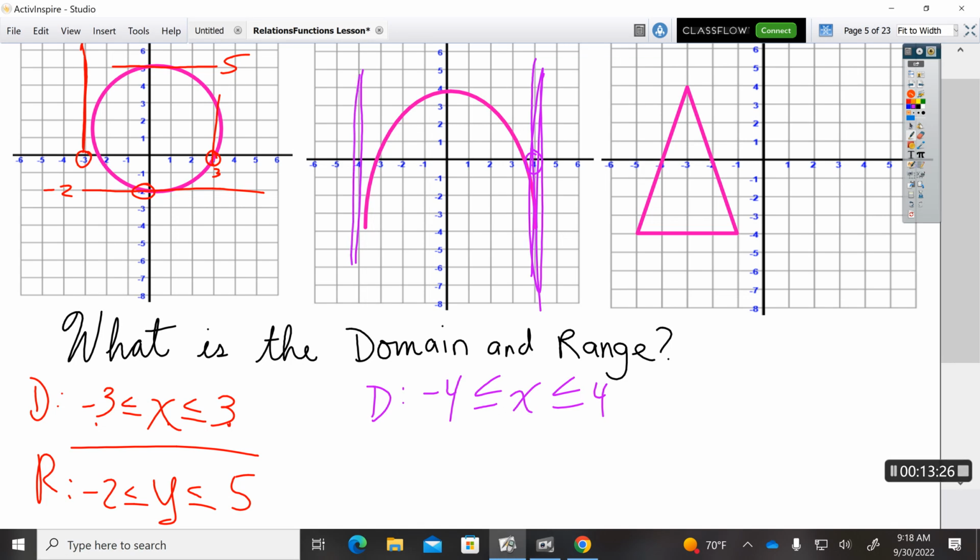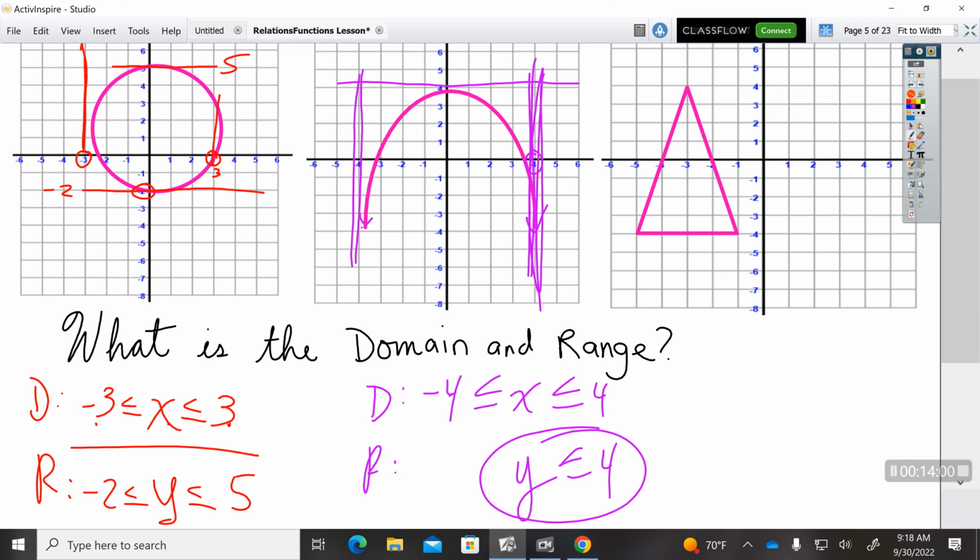So domain was -4 all the way to +4, because that's where the u goes. That's as far as the u reaches. Now, range, same thing, but y values, right? How far up does it go? All the way to 4. How far down does it go? Hmm? Technically, it goes on forever. So does it ever stop going down? It goes down forever, correct? Because it's an arrow. So that means there's no limit on the bottom, so there's no number on the bottom.